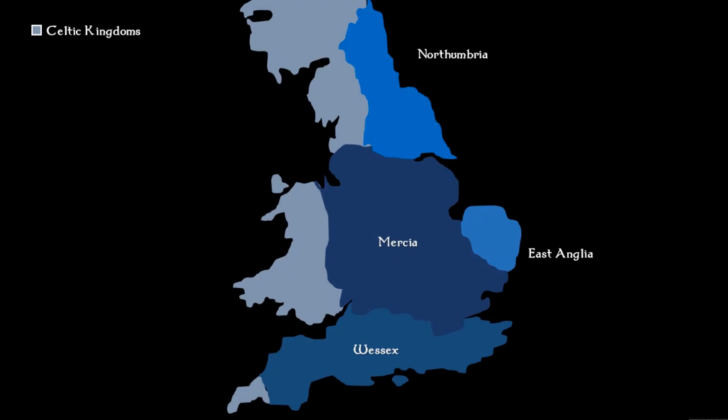Now, when Alfred was a child around the 850s, this is what the map of England would have looked like, with several Anglo-Saxon kingdoms who were very much independent from one another and often at war with one another, and there was definitely no sense of unity between these various polities in what would become England.